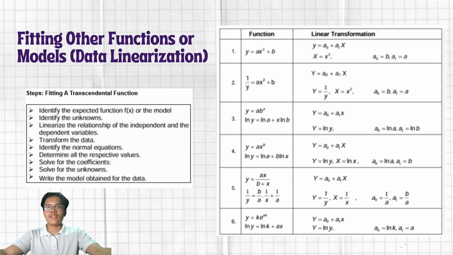So how are we going to fit a transcendental function? First, we identify the expected function, f(x), or the model. Identify the unknowns, linearize the relationship of the independent and the dependent variables, transform the data, identify the normal equations, determine all the respective values, solve for the coefficients, solve for the unknowns, and write the model obtained from the data.